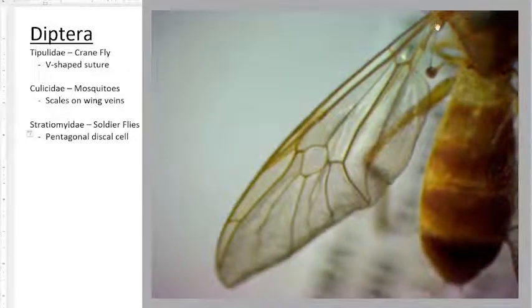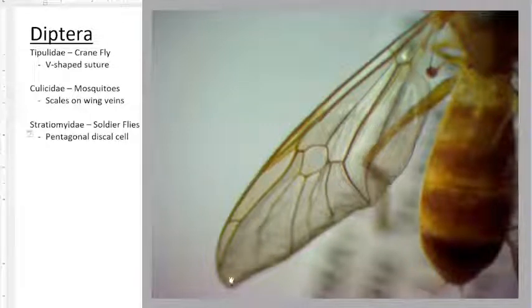We want to zoom out a little bit further on this guy. This is our soldier fly, right? So we're looking at the front wing. We've got the costa and then the subcosta. Those are those two thick veins right there. This is going to be your discal one cell, and you can see it's pentagonal, or it's five-sided.